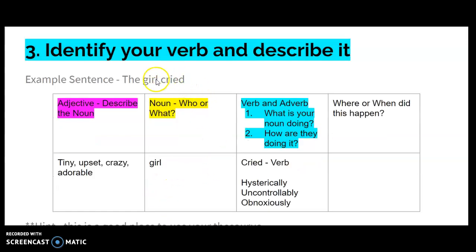Then we're going to tell what she did, the verb, okay? She cried. How did she cry? Okay, did she cry hysterically, uncontrollably, obnoxiously? Okay, and this is where you can try to find some words using a thesaurus. Okay, that's a good idea.